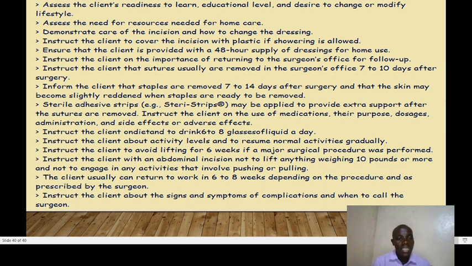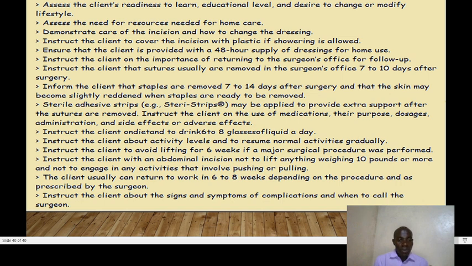You need to instruct the client on diets and drink 6 to 8 glasses of fluid per day. That's approximately 3,000 mils or 3 liters per day, unless there's a contraindication. You also need to instruct the client about the activity levels and to resume normal activities gradually. You instruct the client to avoid lifting for like 6 weeks if major surgical procedure is performed. Remember, if they do this, this could be complicated into dehiscence and evisceration, which is an emergency.